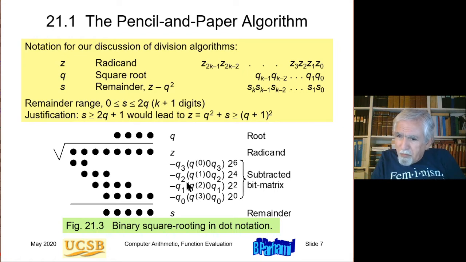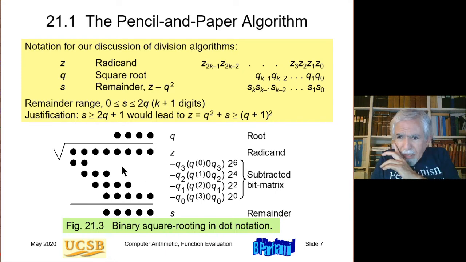In the next step, Q2 is multiplied by Q1, first partial root. So the first partial root is basically here. The first partial root is attached 0 Q2, which is the next digit here. And the result is multiplied by 2 to the 4. See, there's a 4-bit left shift. The first one had a 6-bit left shift.